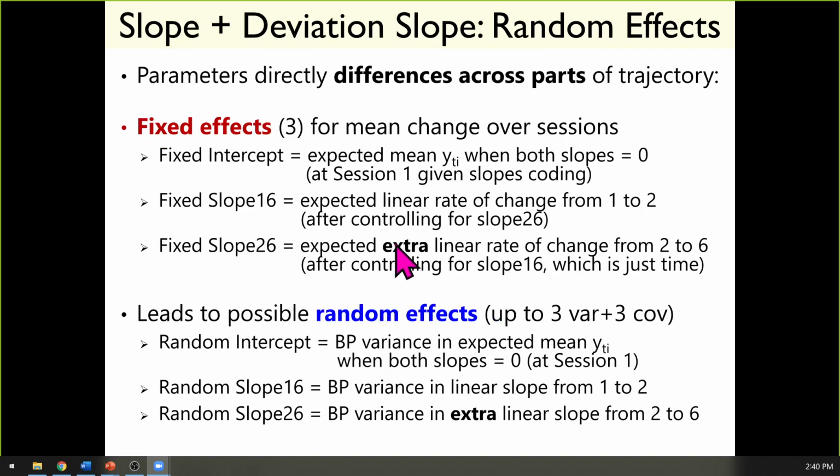The other way of setting up the model, the deviation slope way, the corresponding change in how slope 2, 6 is interpreted as the difference in change then propagates to the random slope. It would be individual differences in the difference in change, individual differences in how change has changed after the hinge point. So you just have to figure out which of these is going to be more useful to you and then go down that route accordingly.